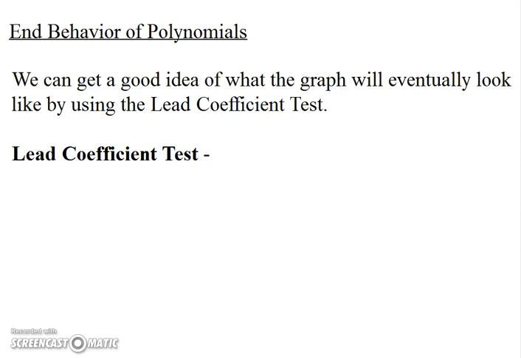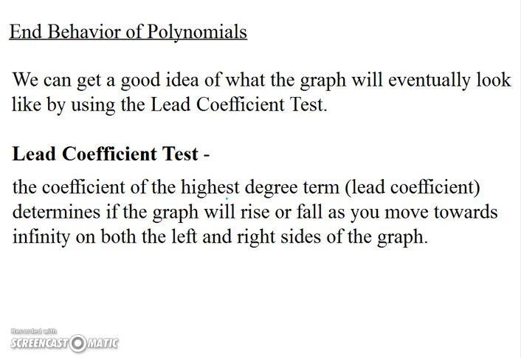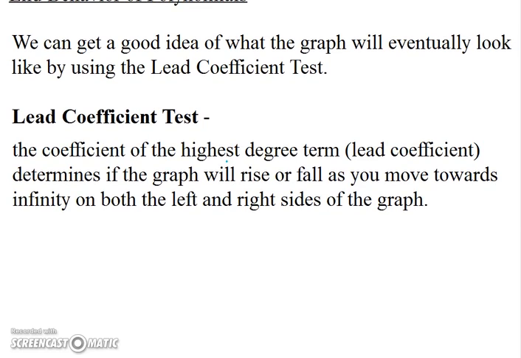The way we determine the end behavior is with this lead coefficient test, which is kind of wordy, but basically all we have to do is look at the coefficient of the highest term, that would be the lead coefficient, and that determines if the graph is going to rise or fall as you move towards infinity, both on the negative and positive side of the graph. As you move as far as you can to the left and as far as you can to the right on the graph, the lead coefficient, or the coefficient of the highest degree, tells us what's happening at those two ends. We're going to look at some examples here.